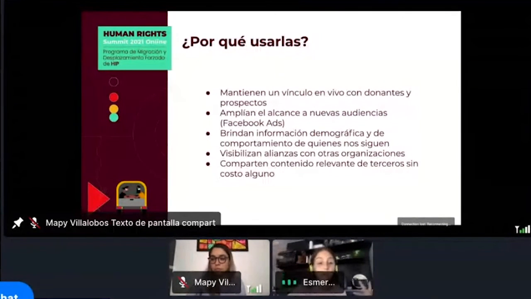The more you use your social networks, the more information you'll get. People can visualize the alliances that we have with other organizations, and that is very relevant for us. We tag other organizations, or we share some posts about other organizations, and for us it's very important that people know that we are collaborating with these other organizations.